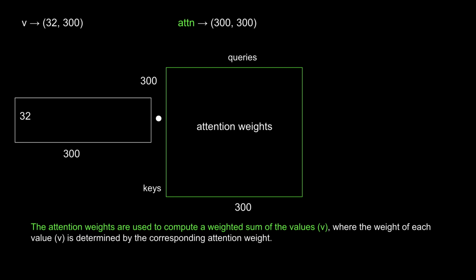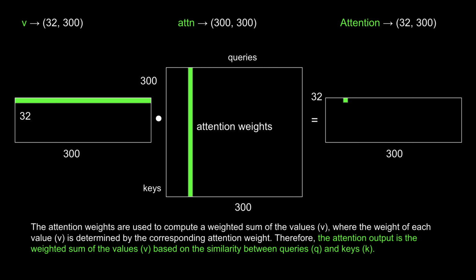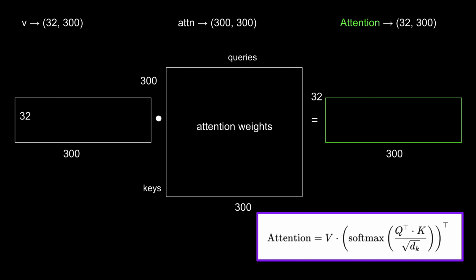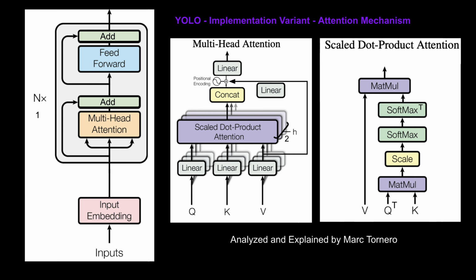Then, the attention weights calculated earlier are used to compute a weighted sum of the values, where each value is weighted according to its corresponding attention score. Therefore, the attention output is the weighted sum of the values, reflecting the similarity between the queries and keys. This gives us the attention matrix, having followed all the steps in the attention formula. And with this, we've completed the scaled dot product attention. That is, the attention computations for our input feature maps.